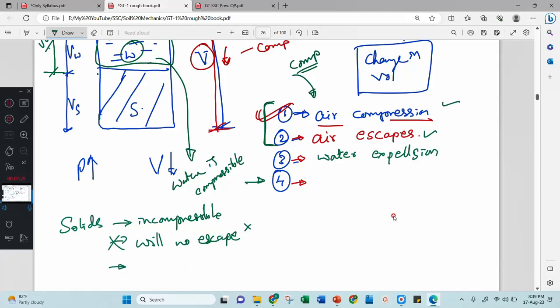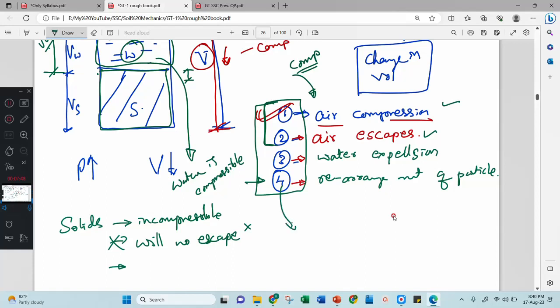Then the next one, expulsion, is also not there, but still there happens one process in the solids that is called rearrangement of the particles. When rearrangement of particles takes place, a little amount of solids volume will be reduced. Means I got here four reasons to say the soil is compressible.